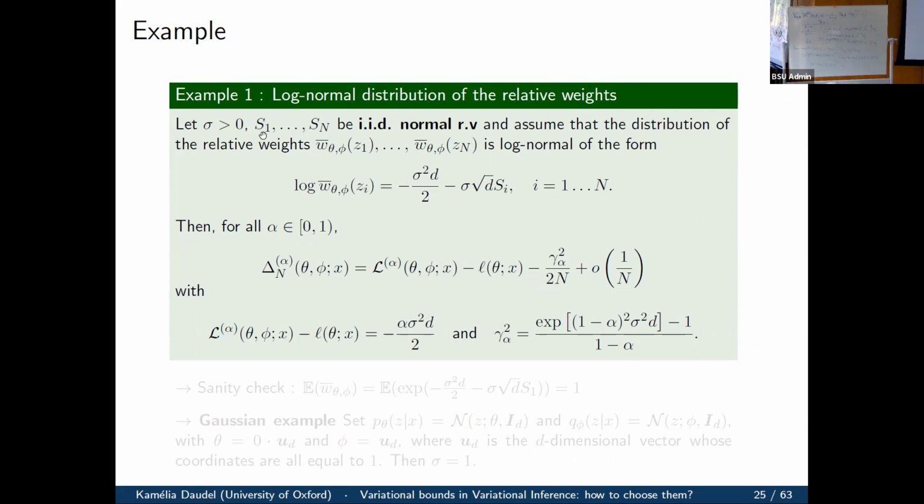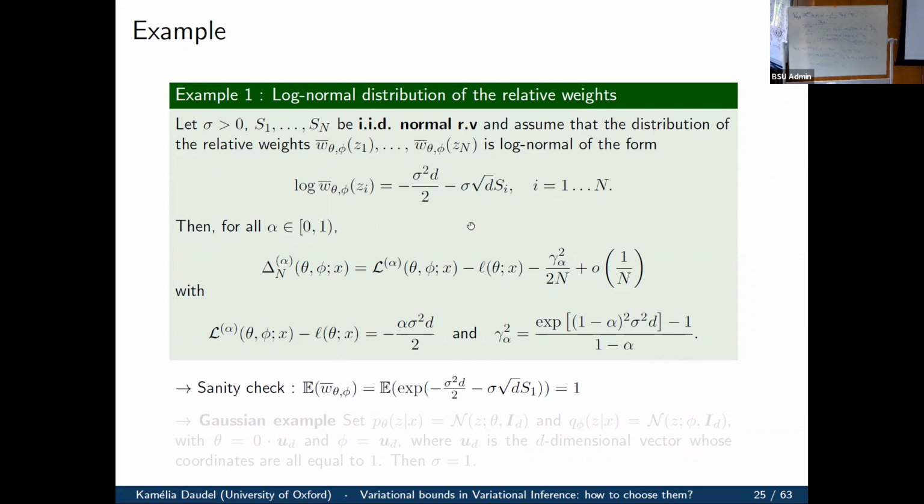So I'm introducing S1 up to Sn, which are there, and then I give them a standard deviation and a mean. Those terms are written in such a way that if I take the expectation of my relative weights, it's going to be 1. If you remember, I insisted before that I want the relative weights to have expectation 1. A sanity check is to look at their expectation. It is indeed 1. So we're not doing foolish stuff just yet. Okay, so those are my log normal weights.